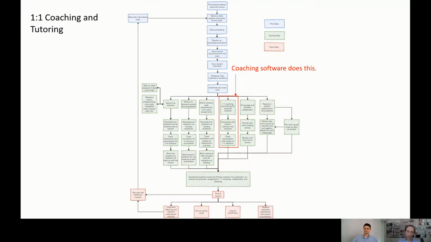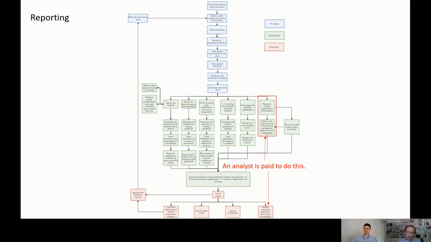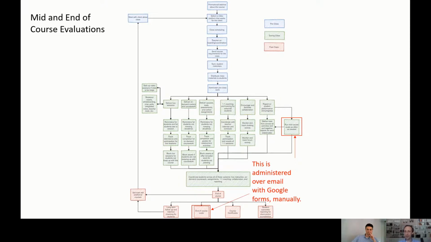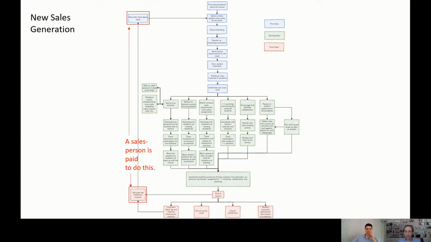And then you have coaching software to do the one-on-one coaching. And then you have Slack to do the collaboration. You pay an analyst or someone on your team to cobble the reports together. You have specialized software that maybe does some of the follow-ups and micro engagements after the course. Evals are usually administered over Google Forms or done manually by paper. And then you have a salesperson usually, or yourself, that has to figure out what to sell next and set up those meetings and do all of that.